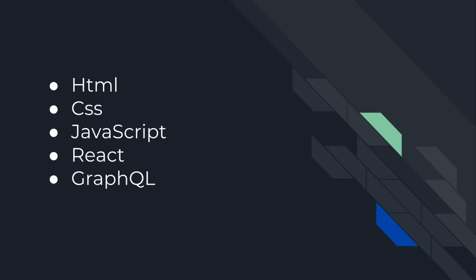JavaScript is a programming language that helps us make the web dynamic and interactive. React is a JavaScript front-end library for building user interfaces. It's the framework that Gatsby uses to build pages and structure content. GraphQL is a query language that allows you to pull data into your website. It's the interface that Gatsby uses for managing site data.